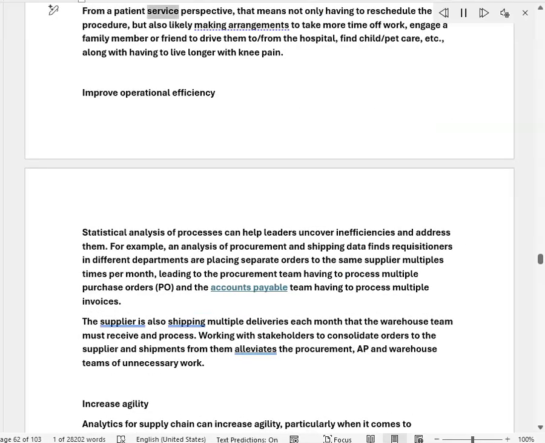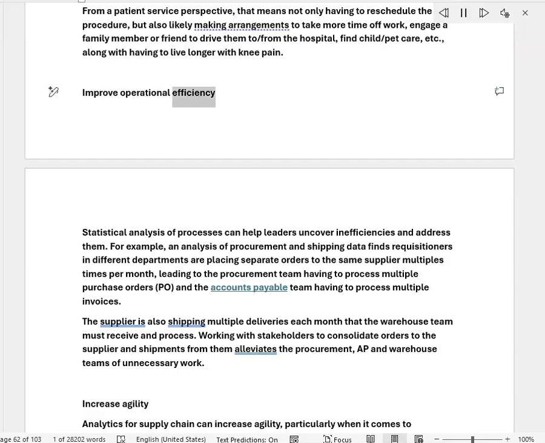From a patient service perspective, that means not only having to reschedule the procedure, but also likely making arrangements to take more time off work, engage a family member or friend to drive them to/from the hospital, find child/pet care, etc., along with having to live longer with knee pain.